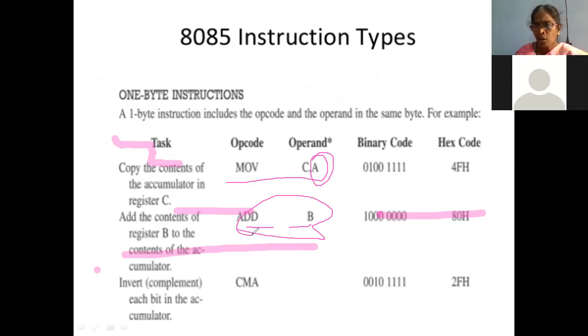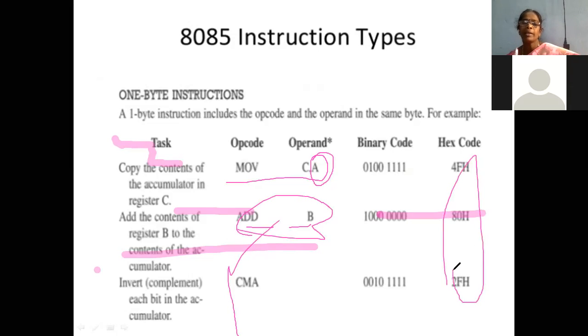In order to execute this program, we are in need of a hexadecimal code, here 80. So these are called 1 byte instructions. You can see here, this is a 1 byte instruction.